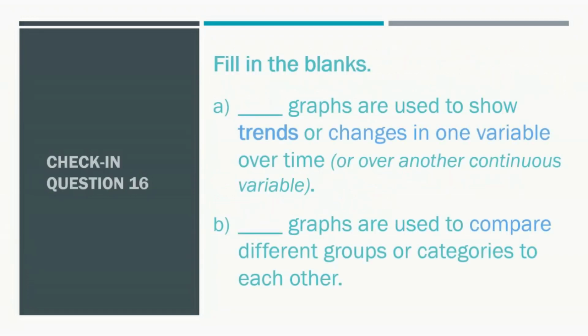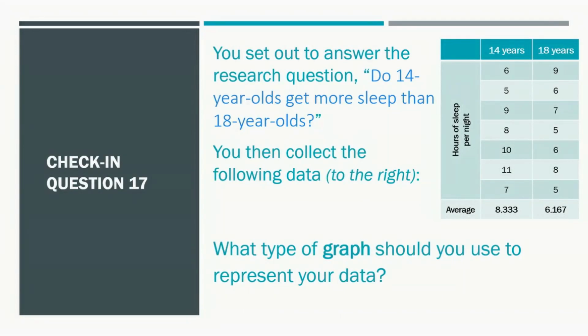Check-in number 16. Fill in the blanks. Graphs are used to show trends or changes in one variable over time, or over another continuous variable, such as temperature. Whereas graphs are used to compare different groups or categories to each other. Check-in number 17. You set out to answer the research question, do 14-year-olds get more sleep than 18-year-olds? You then collect the following data, shown to the right. What type of graph should you use to represent your data?